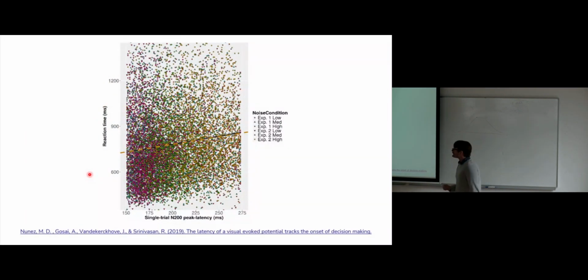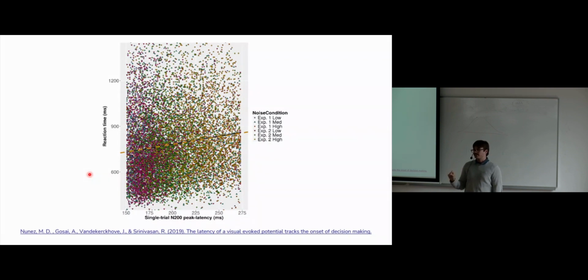Okay, so a really simple analysis that we did is this: if the N200 really is tracking the onset of decision making, then if we throw all of our trials in, about 17,000 trials, collapsed across conditions, participants, and experimental sessions, we should have a beta of 1.